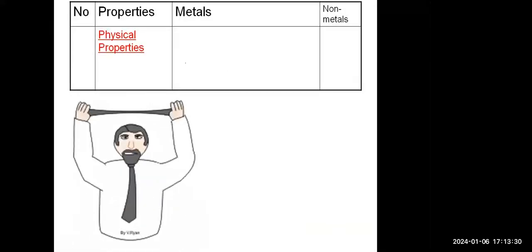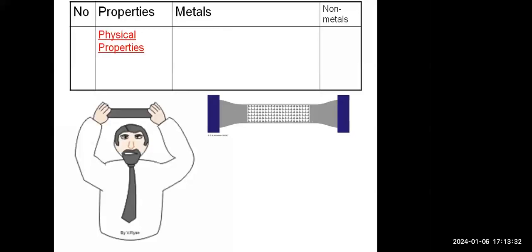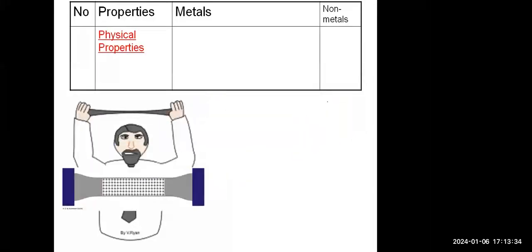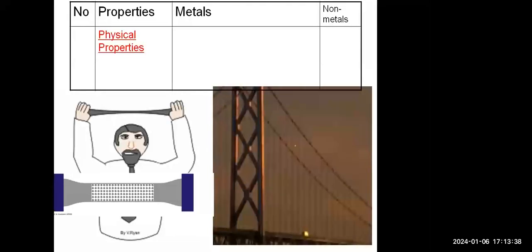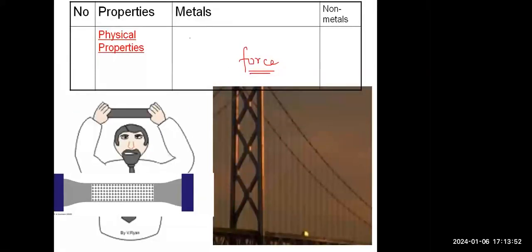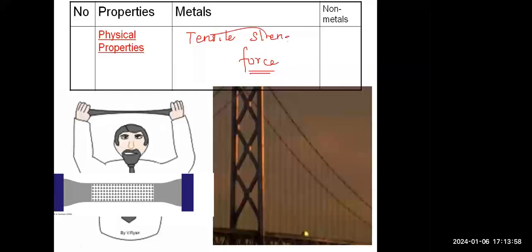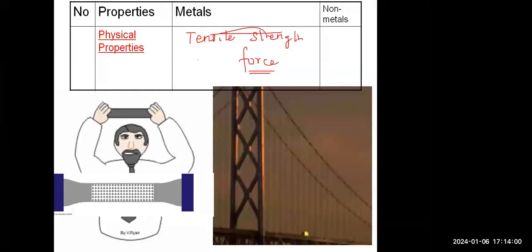The next property is about tensile strength. The diagram makes it clear what we are talking about. Tensile strength is the strength of the metal with which it can resist force as much as possible without breaking. Because metals have high tensile strength, this property is used in making suspension bridges.